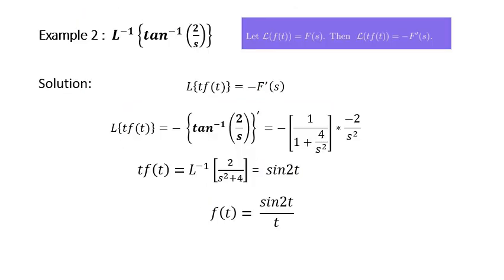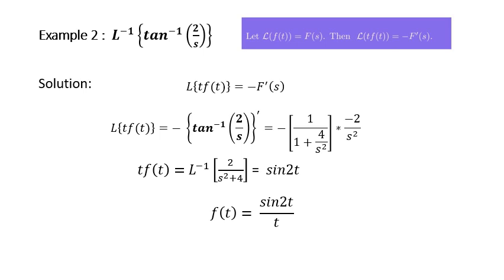Another example of the same type, Laplace inverse of tan inverse 2 by s. The same formula that we are applying. Laplace of t into f of t is minus F dash s. Here F of s is tan inverse 2 by s. Substitute that, you will get Laplace of t into f of t is minus bracket (tan inverse 2 by s) raised to dash. You have to differentiate tan inverse. Now derivative of tan inverse x is 1 by (1 plus x square). Same thing we are going to apply.